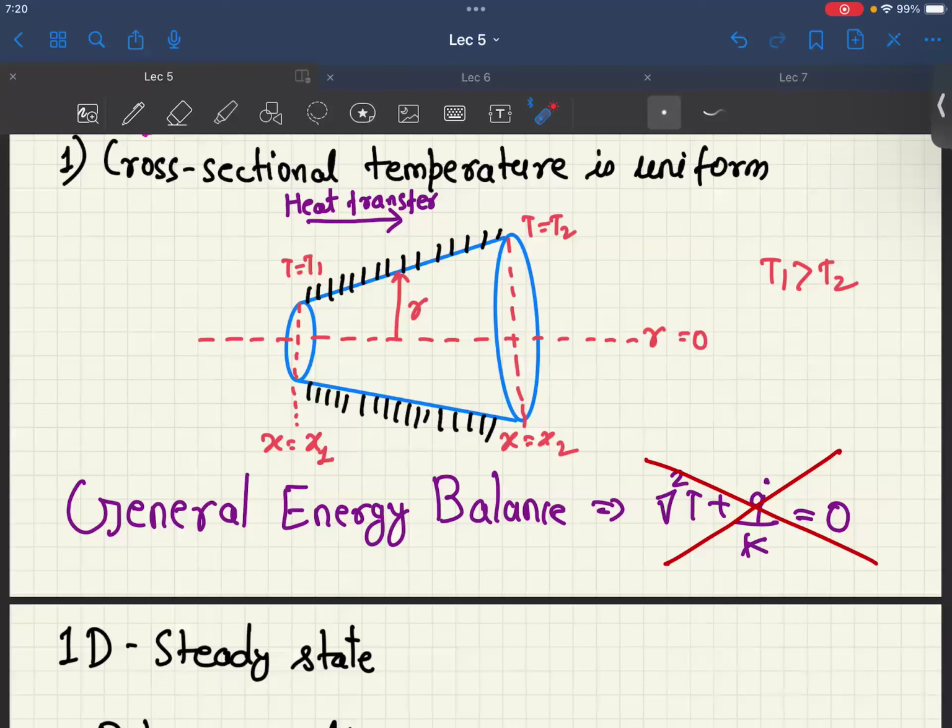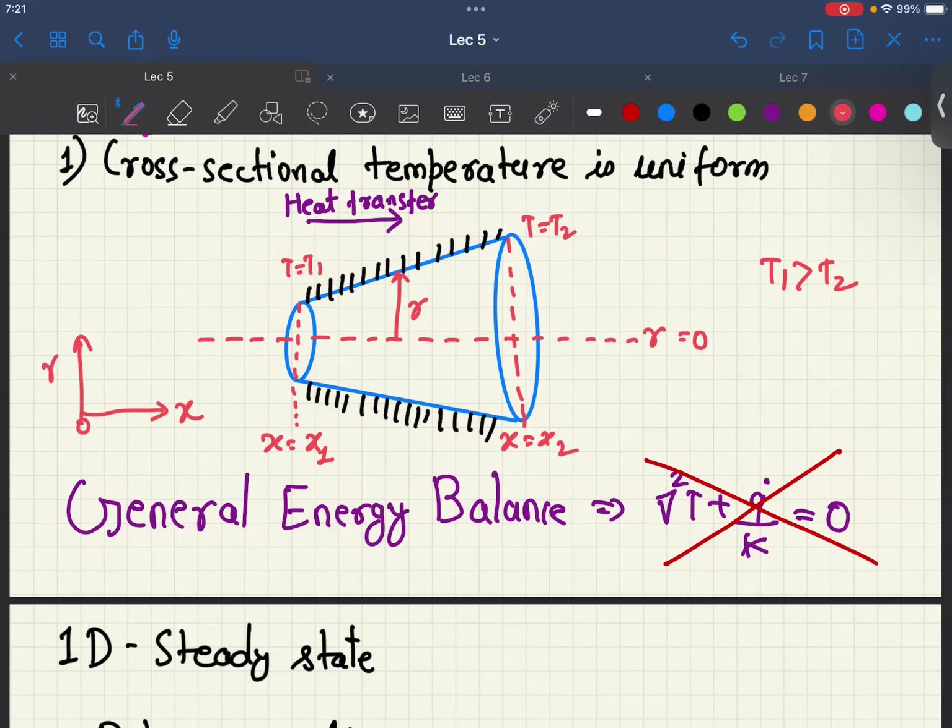Okay. So let's say this face of this frustum of a cone is maintained at some temperature T1, somehow we are able to maintain the temperature of this entire circular surface at T1. And let us assume that this is the axis. So this is the x direction, this is 0, and this is the r direction.